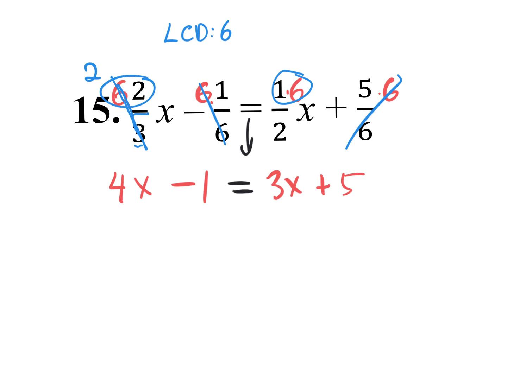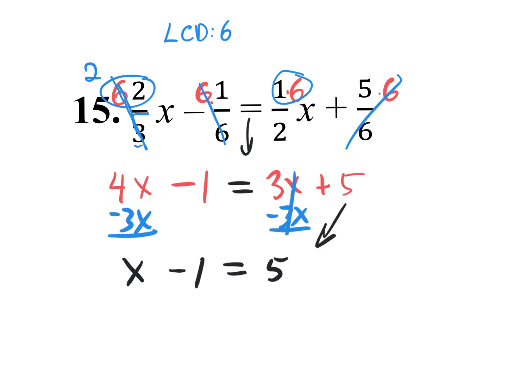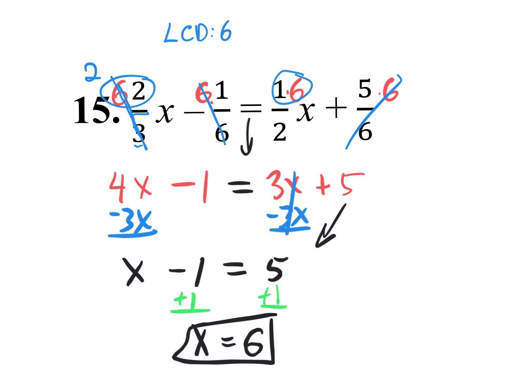Let's get rid of that 3x by subtracting 3x, subtracting 3x. That way we could have x's only on one side. 4x, take away 3x is 1x. You don't have to put a 1 in front of it. Bring down the minus 1, bring down the equal sign, bring down the 5 that was left over. So you have x minus 1 equals 5. Final step, add 1, x equals 6. There's your answer.